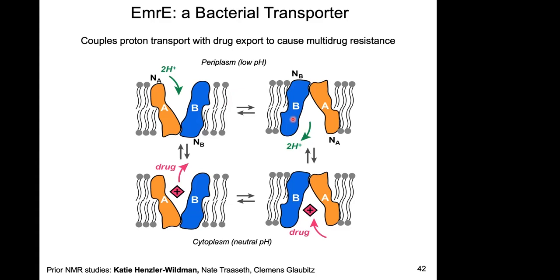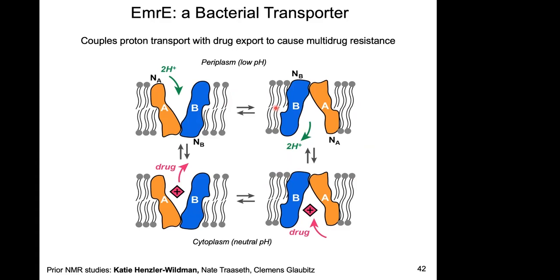This has already been demonstrated by a ZZ exchange experiment in solution state by Katie Hansen-Waldman's group, so they know that this is happening, and so we're not inventing that. That's just the landscape of EMRE, and the question becomes, can we get a high-resolution structure of this dimeric, pretty large membrane protein in complex group?